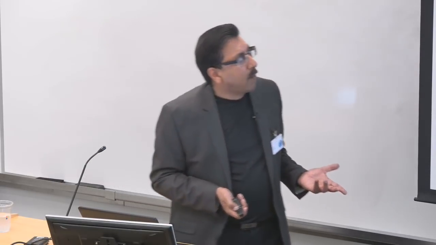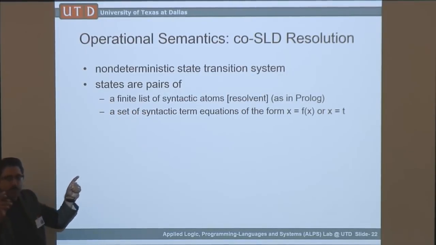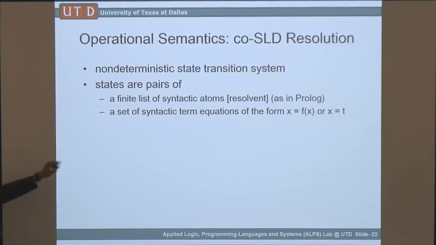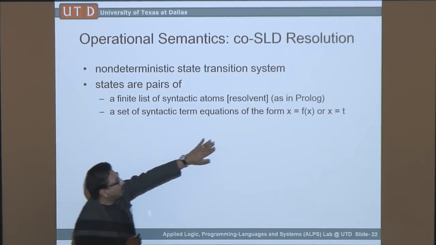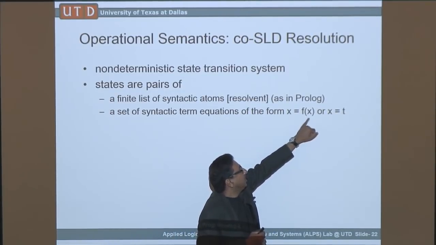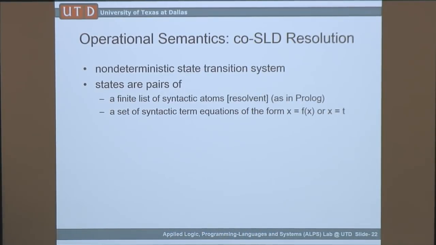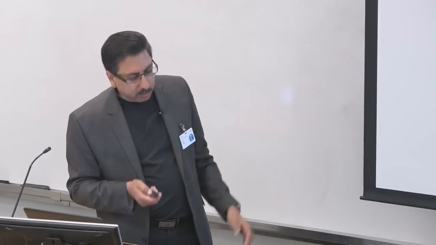So how do we describe the operational semantics of a logic programming system? It's basically a non-deterministic state transition system, where the state is a pair. You have a finite list of goals, your current resolvent at any given moment, the goals you have to solve. And you have a set of bindings. Bindings are of the form x equals f of x, a circular structure, or simply x is a term that does not contain x. So it's very simple: we have a set of goals and a bunch of bindings, and I pick a goal from this list, expand it, and keep moving.